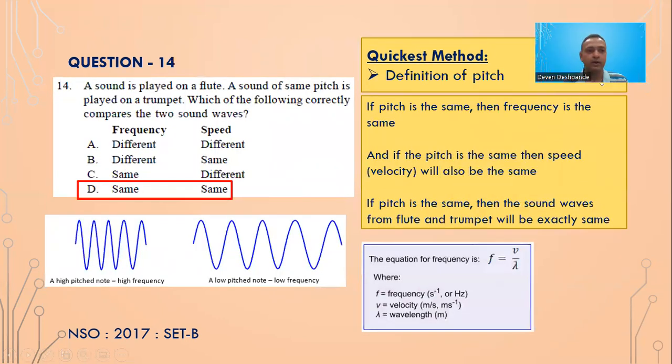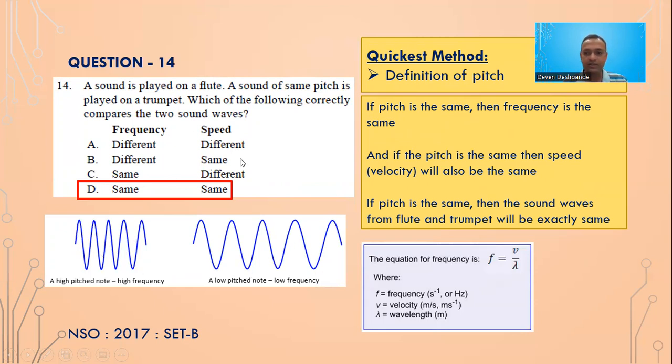Okay, next one. A sound is played on a flute. A sound of the same pitch is played on a trumpet. Which of the following correctly compares the two sound waves? So what is the definition of pitch? If the pitch is the same, then the frequency is the same, isn't it? For a high pitch note, it is high frequency. The waves are compact, tightly placed with a smaller period. And a low pitch note is low frequency. The period of the wave is higher.